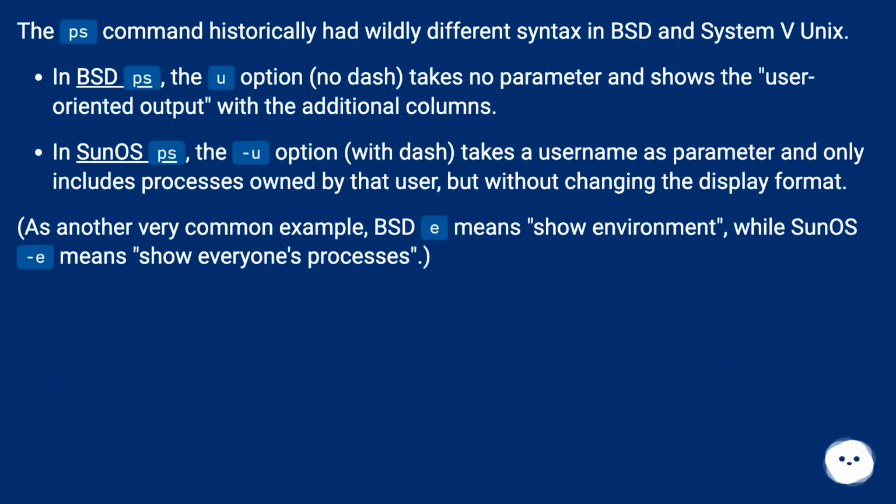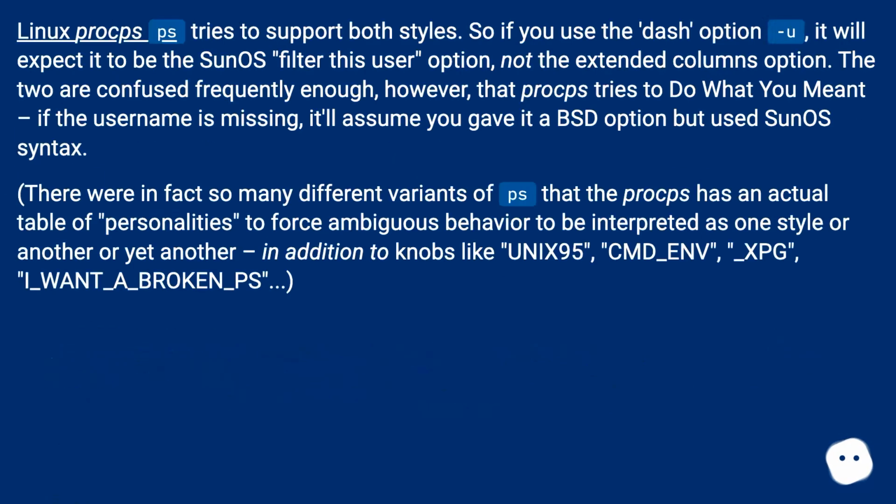The ps command historically had wildly different syntax in BSD and System V Unix. In BSD ps, the u option, no dash, takes no parameter and shows the user-oriented output with the additional columns. In System V ps, the -u option, with dash, takes a username as parameter and only includes processes owned by that user, but without changing the display format. As another very common example, BSD e means show environment, while System V -e means show everyone's processes.